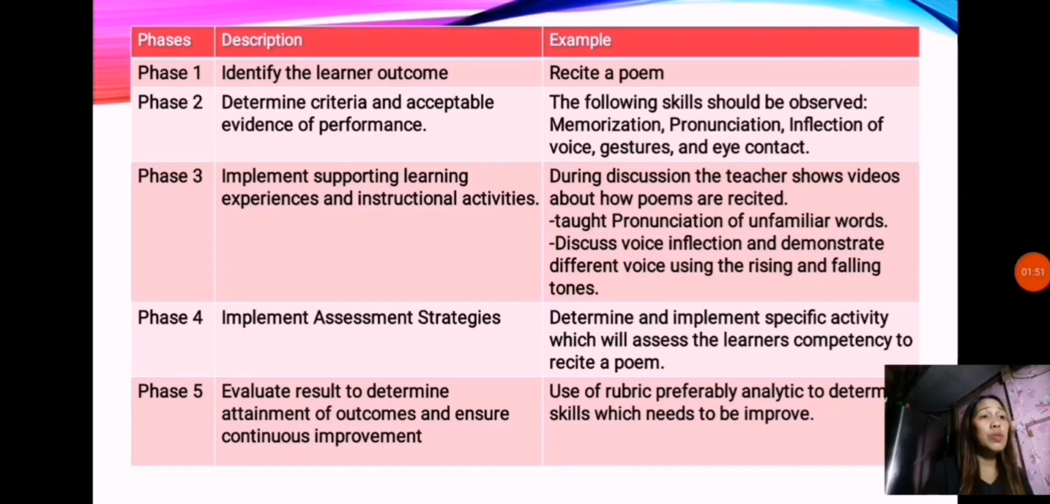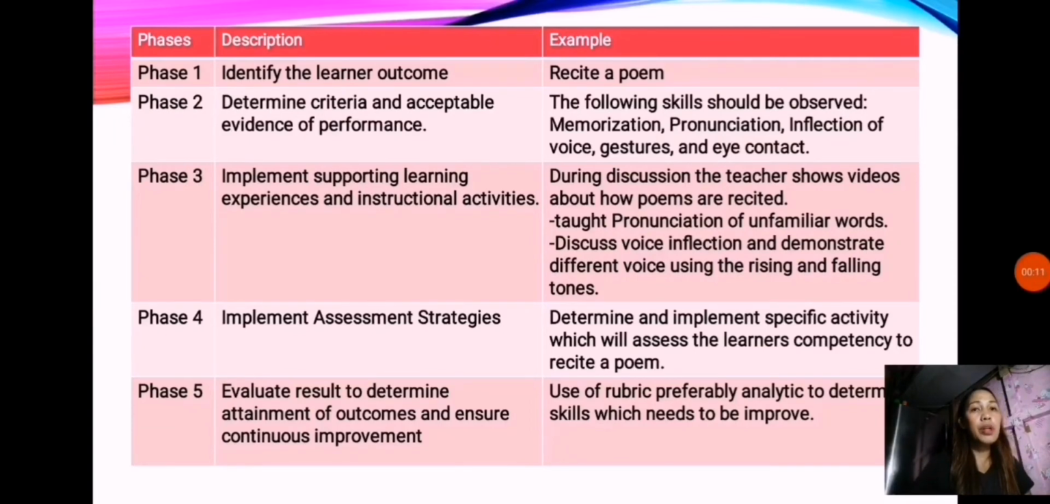So in teaching, you have to implement supporting learning experiences and instructional activities related to the criteria that you have set. Again, with the outcome reciting a poem. Now, since there is reciting a poem during the discussion, you may show videos about how poems are recited. You should teach them to pronounce unfamiliar words. At the same time, you should discuss how proper rising and falling of tones are applied in speeches or in reciting a poem or in demonstration.